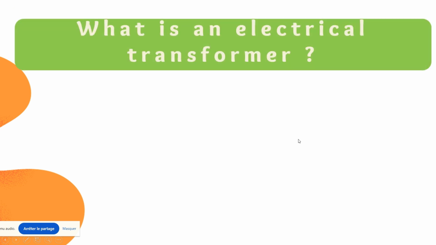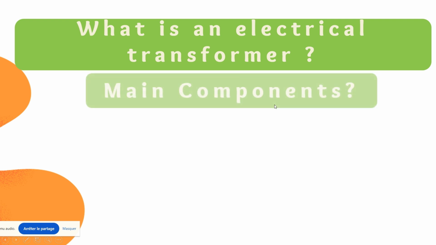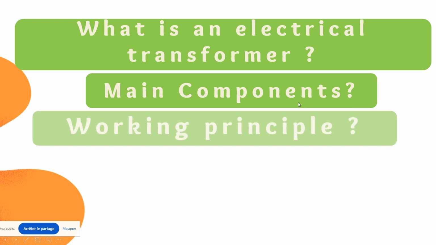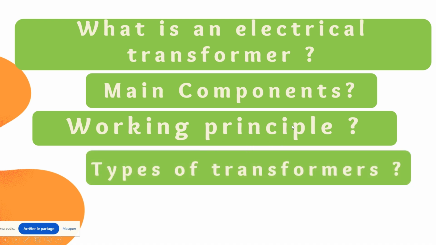So in this course, this was a brief and quick course related to transformers and precisely electrical transformers. We saw together what an electrical transformer is. Okay, we said that it helps us to elevate or to reduce the voltage. We saw as well the main components: the core, the secondary, the primary, and the cooling system. We saw the working principle, which is mainly based on the mutual induction principle. Finally, we saw the types of transformers.